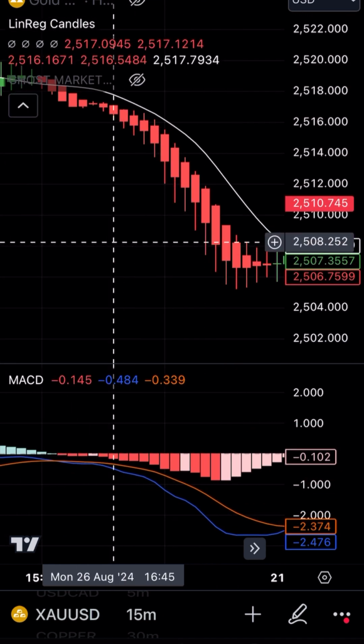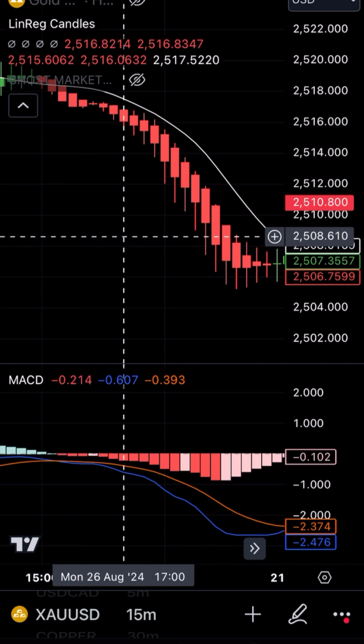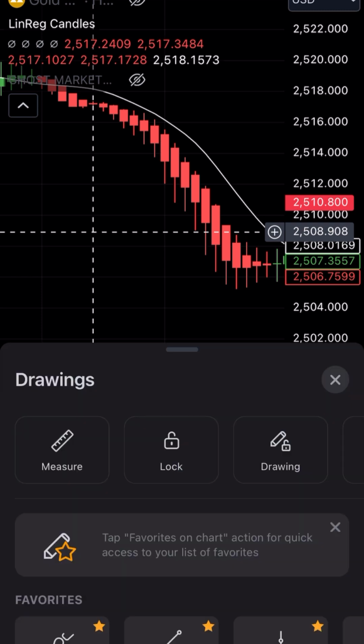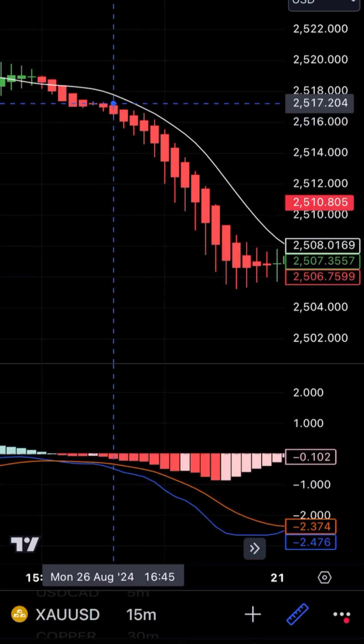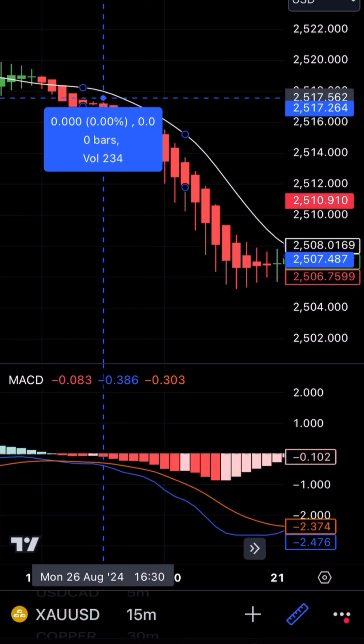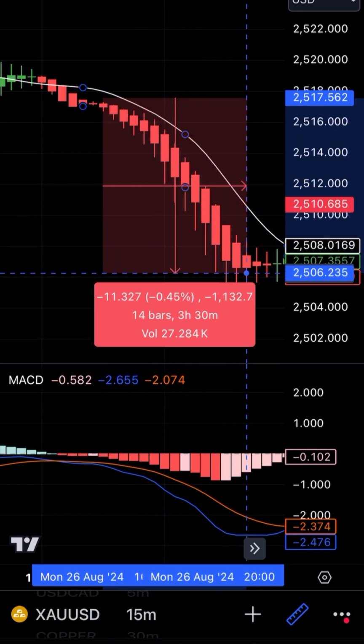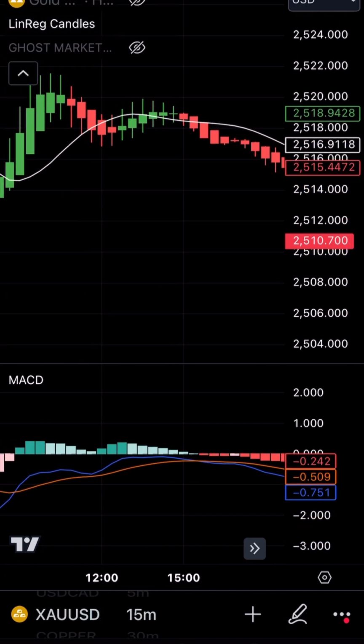In this scenario right here, we see that the lines are below the histogram, and it is bearish. It is signaling bearish because you do see a lot of full body candles here as well. So you can ride this out from here to here, and you would have made about an 11,000 pip move there.